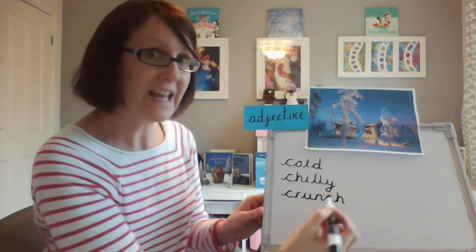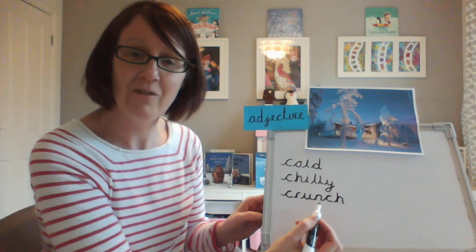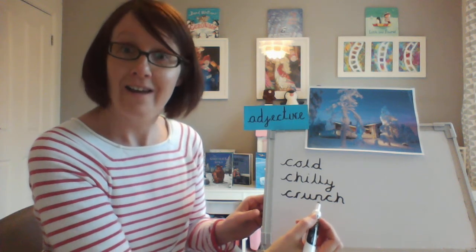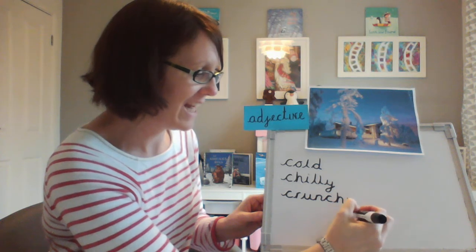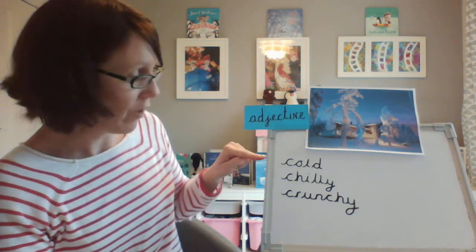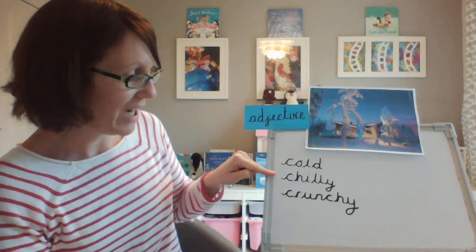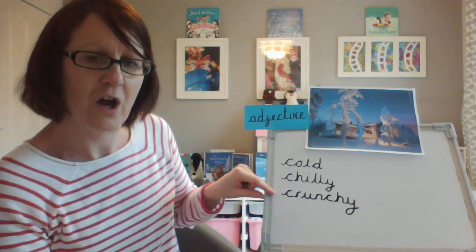Oh, and I hear that e at the end of the word again. Can you remember what we used to write e at the end of a word? That's right. It's a ya. So crunchy. So far we've got 3 fabulous adjectives to describe our winter picture. We've got cold, we've got chilly, and we've got crunchy to describe what it's like to walk on the snow.